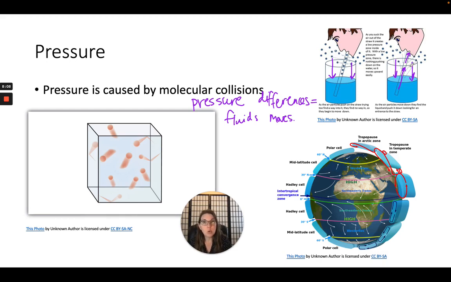Another instance where differences in pressure cause fluids to flow would be with the wind. I experienced this over spring break when I was in Palm Springs, where it was very windy. If you have areas of high pressure in the atmosphere and areas of low pressure, it's going to cause the air to move, which is the wind. You might hear weather people talking about this on TV when they're giving the forecast. High pressure and low pressure is what causes air to move, or wind.